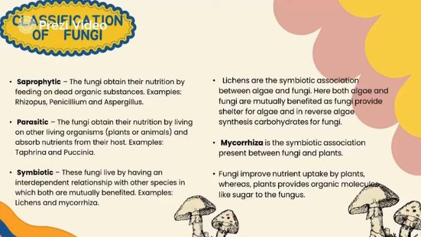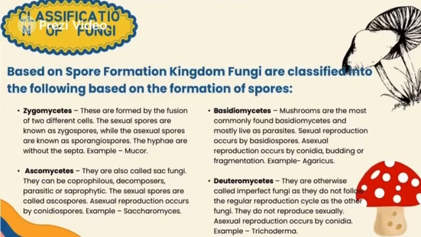Lichens are the symbiotic association between algae and fungi. Here both algae and fungi are mutually benefited. Fungi provide shelter for algae and in reverse algae synthesize carbohydrates for fungi. Mycorrhiza is the symbiotic association present between fungi and plants. Fungi improve nutrient uptake by plants, whereas plants provide organic molecules like sugar to the fungus.